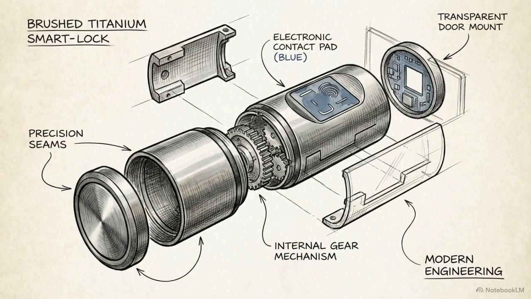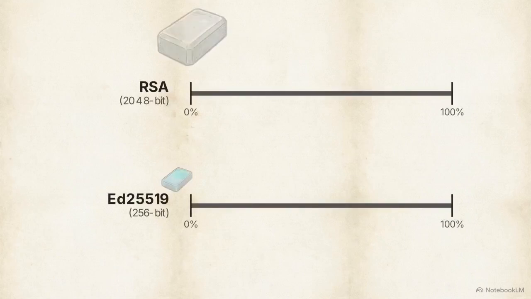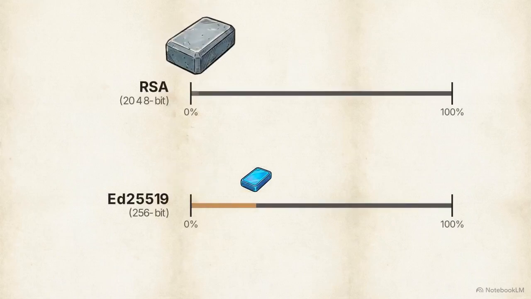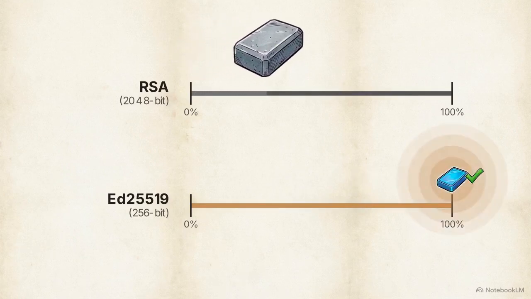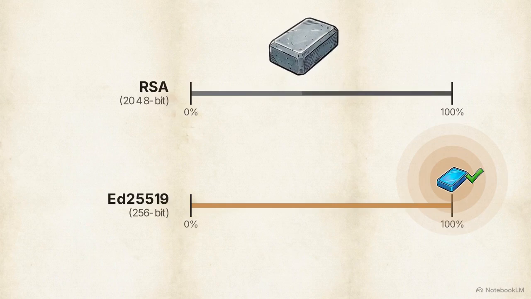Today, the state-of-the-art alternative is a format called ED25519. You can picture this one as a sleek titanium smart lock. Because this new lock uses a completely different type of mathematics, the keys are a fraction of the size. That smaller footprint delivers faster connection speeds and a much tougher defense against modern cracking attempts.